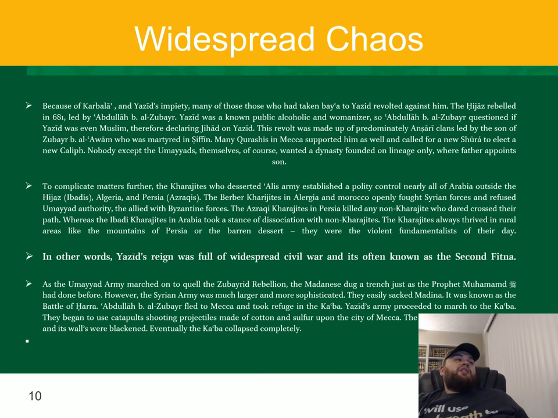But anyways, because of Karbala and Yazid's impiety, he is known as a drunkard and a womanizer. It's reported that basically he just serially committed zina. Even in Sunni sources, he was not well liked, and some Orientalists and even Muslim historians say we have to take the anti-Yazid or anti-Umayyad sentiment in these reports with a grain of salt, because they were written down and compiled in books during the Abbasid period.